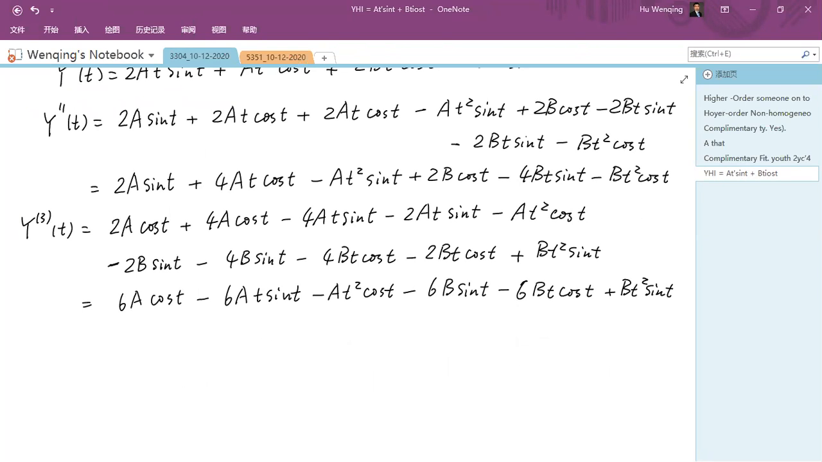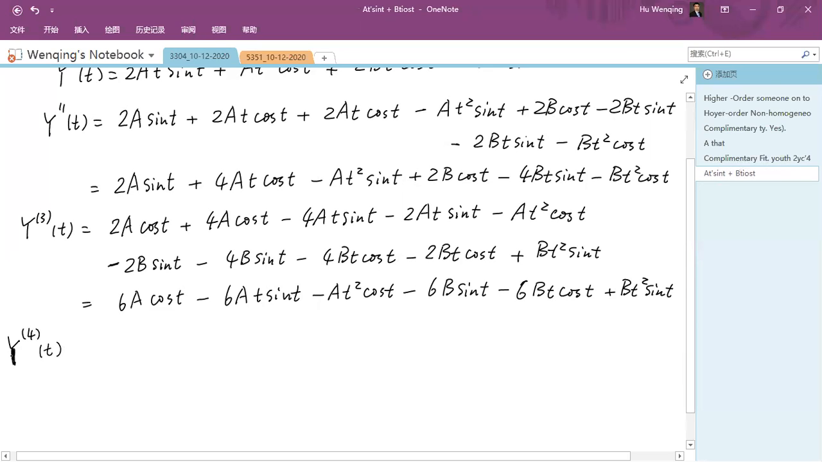Let me double check. So 6a cosine t, 6at sine t, and at squared cosine t. Then 6b sine t and 6bt cosine t, and then bt squared sine t. So that's the third derivative. And then you're going to do the fourth derivative. This is not enough, but you have to keep doing everything until you reach the fourth derivative.